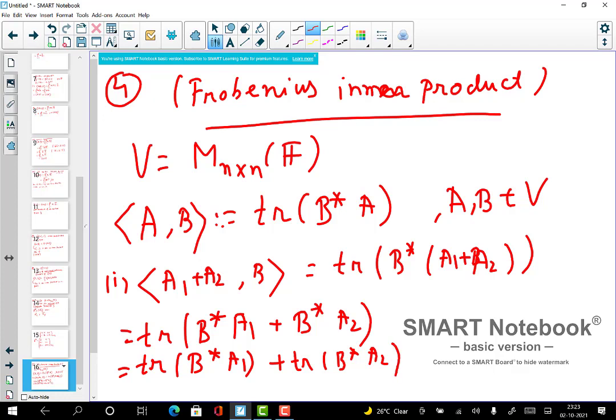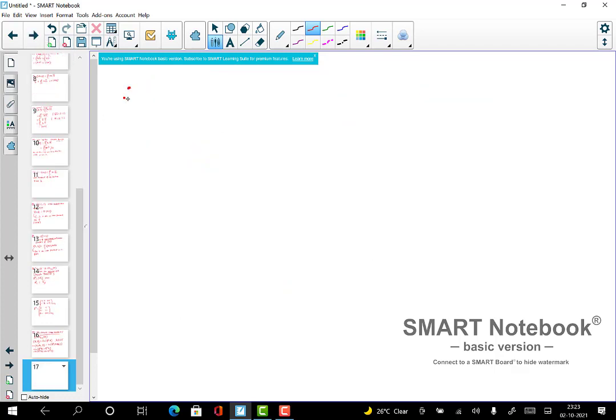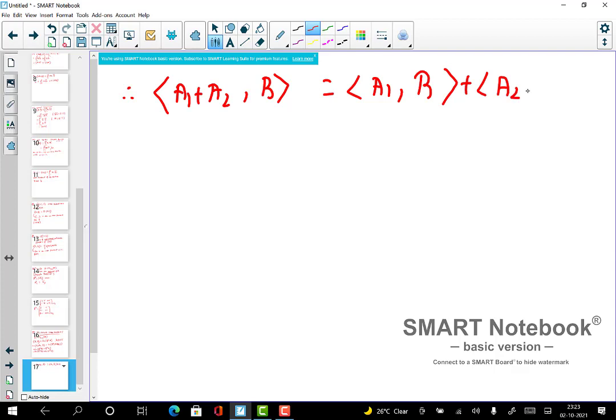Now the first one is obviously nothing but the inner product of A1 with B, and the second one is the inner product of A2 with B, right? So the inner product of A1 plus A2 with B is nothing but the inner product of A1 with B plus the inner product of A2 with B. Okay, so this proves property number one.